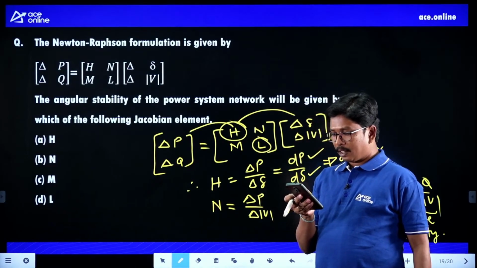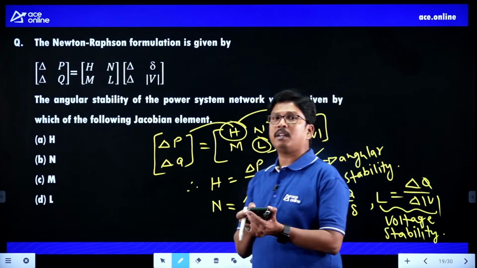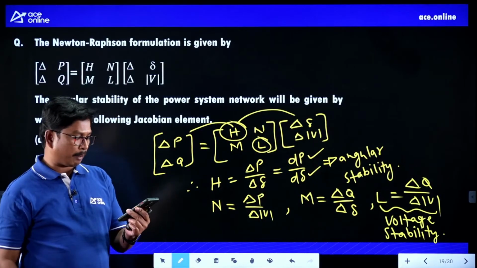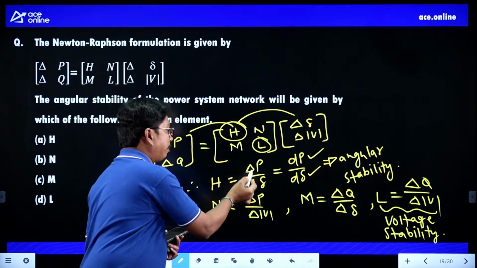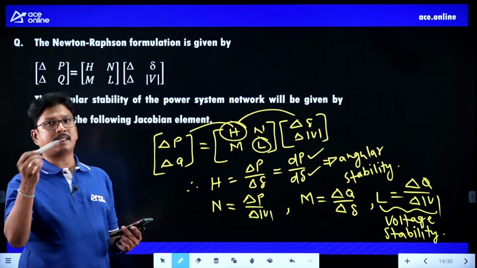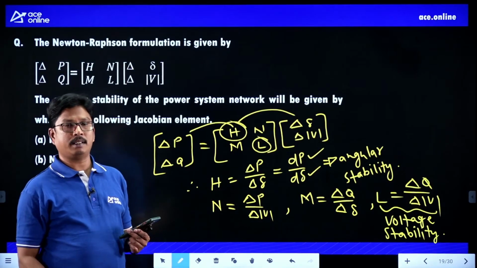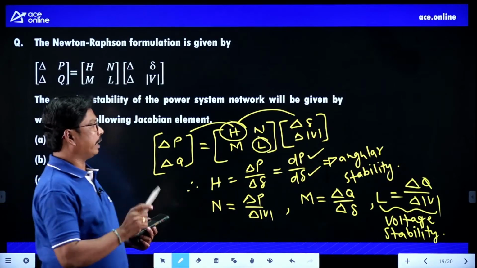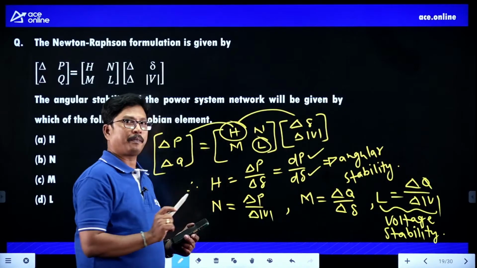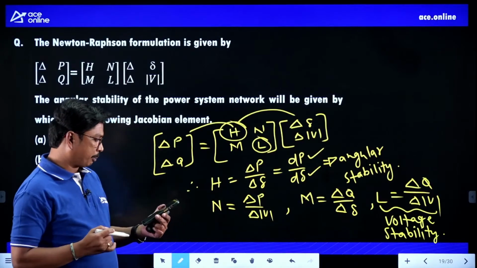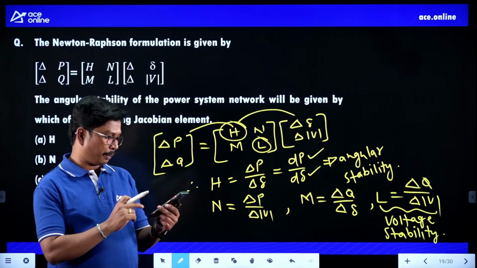Angular stability: the variation of active power with respect to delta should be positive. Very good, Durga Prasad. Whenever del P by del delta is positive, only then will the system be stable. If it is not positive, then the system will not be stable, right? That information will be given by H. So we have to decide whether it is positive or not, and finally we have to give the answer.